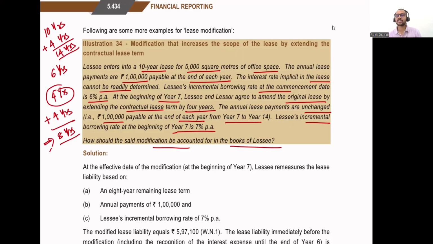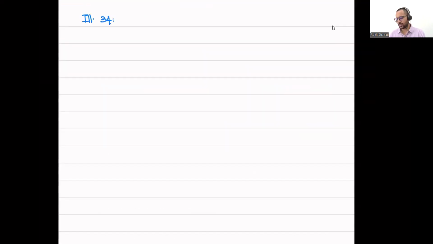All right, let's now see how it is going to be accounted for. We're going to follow exactly the same procedure. We first need the lease liability calculated at the commencement of lease. We should then calculate what is the right of use asset and the lease liability amount as per the books of accounts at the beginning of year 7, and then we will do the steps that are the same as illustration number 36. All right, so let's start solving illustration 34.